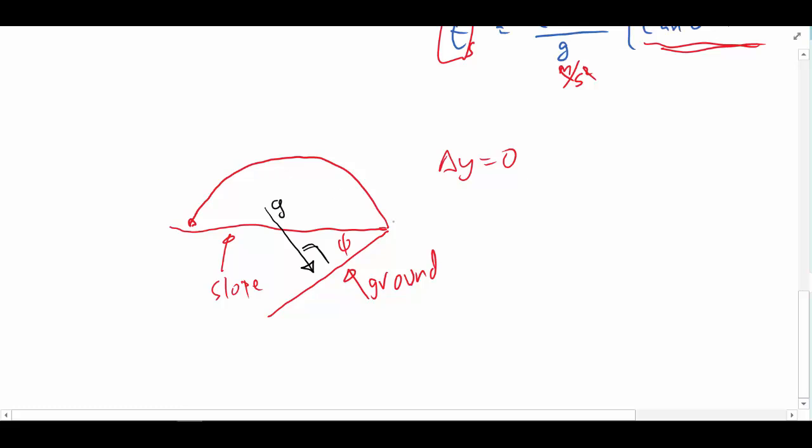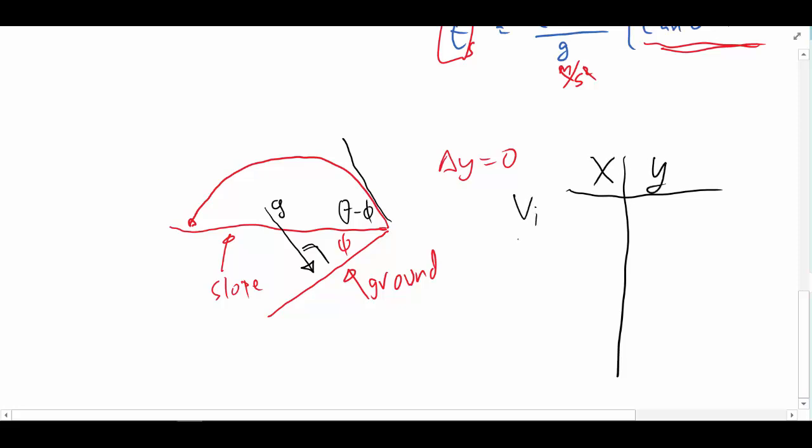This angle in here is going to be theta minus phi. Okay? So you could go through, make this a magic 5 problem. You just have to be a little bit careful. So let's see what we get when we do this. So here's x, here's y. So we have v initial, v final, acceleration, displacement, and delta t. Okay? The reason we flopped it over like this is because the displacement becomes easy.